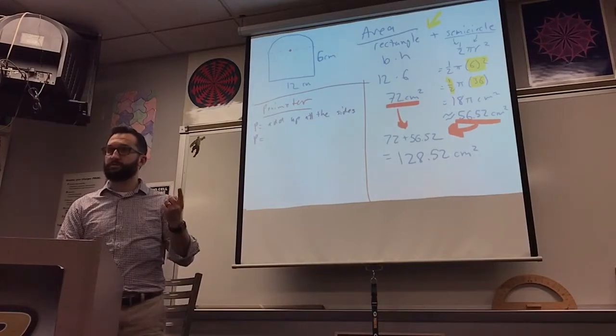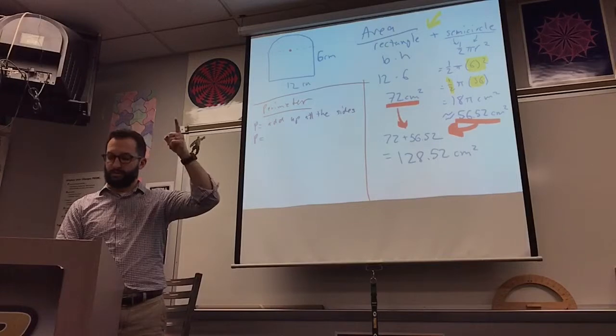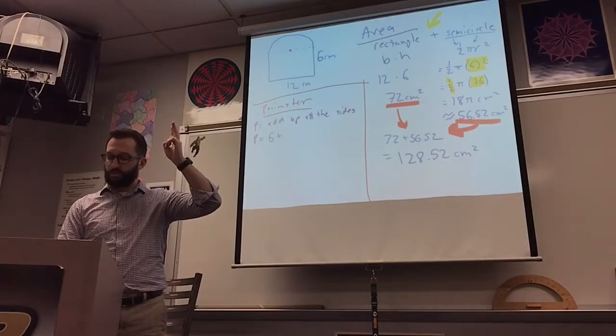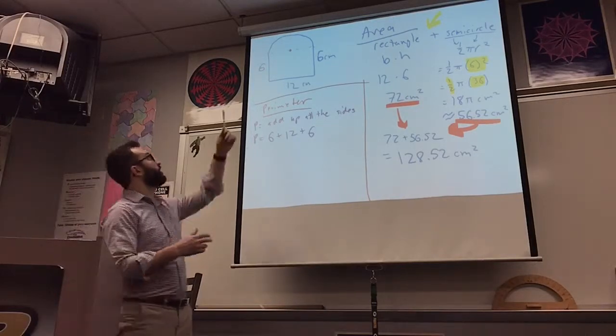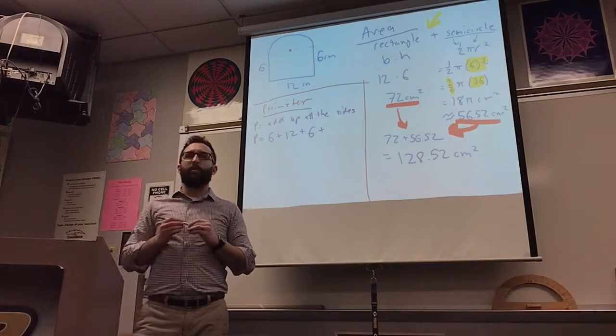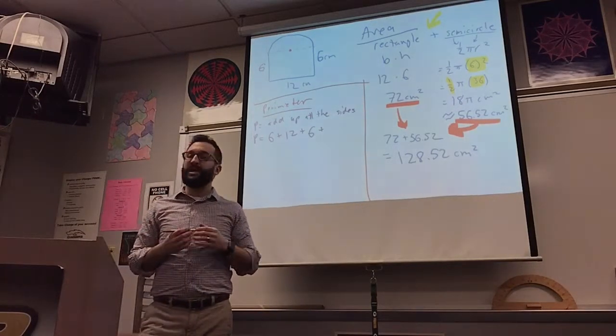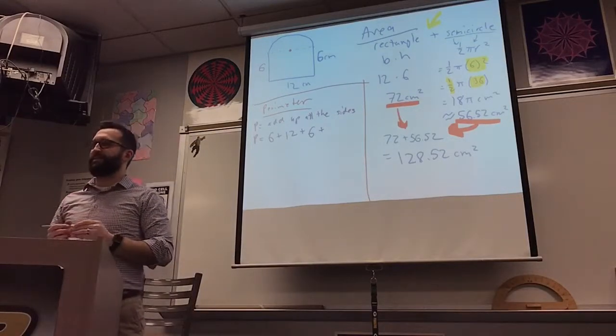P equals, what are the 3? There should be 3 numbers that you're going to tell me. 6 plus 12 plus 6, right? Because this side would then be 6 over here. But what about that curved part? Let's think about what is the curved part. We can find it. What is it?